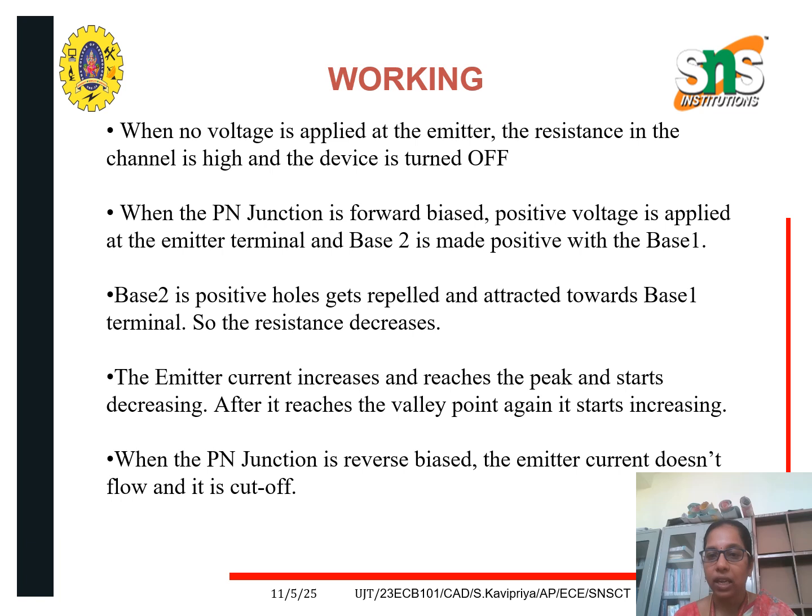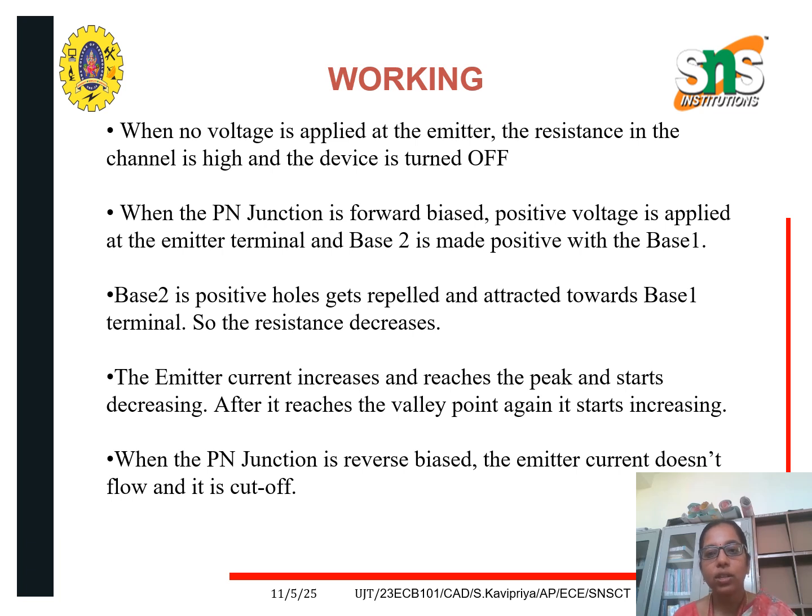So the resistance decreases. Initially, when no supply voltage is applied, the resistance is very high, so the device is turned off. When we apply the voltage, the resistance decreases and the emitter current increases, reaches the peak point and then starts decreasing. The point where the emitter current stops decreasing and starts increasing again is called the valley point. From the valley point, the emitter current increases again.